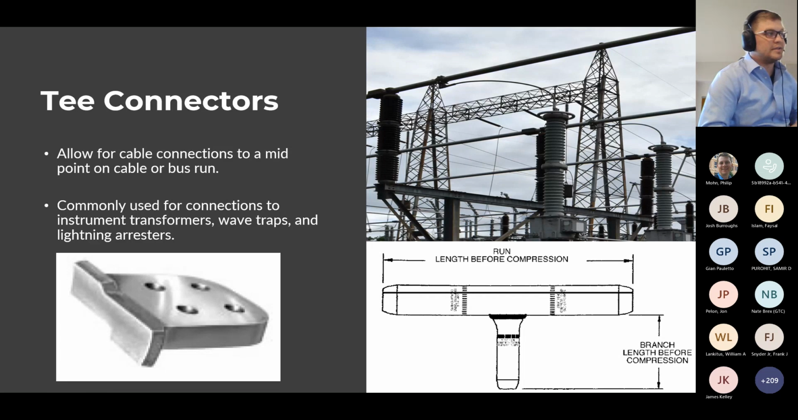But T connectors are really valuable for helping you to tap off of midpoints of a cable or a bus run. When you have a downcomer, like you see in the background here from the incoming line, you can tap off onto your lightning arrestor. So there's many values for a T connector, and it's commonly used for instrument transformers, wave traps, and line arresters.